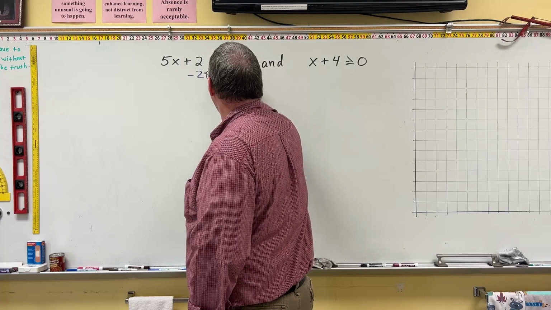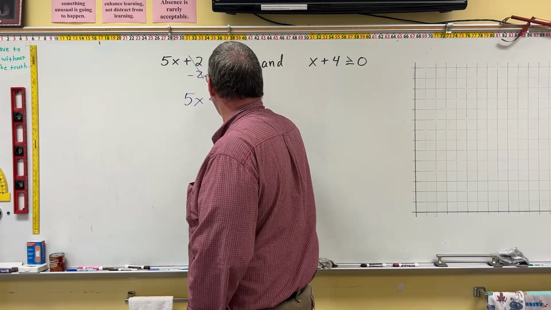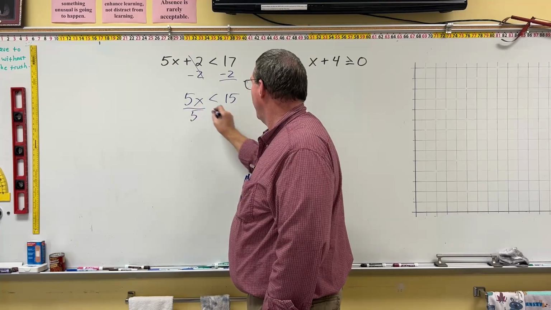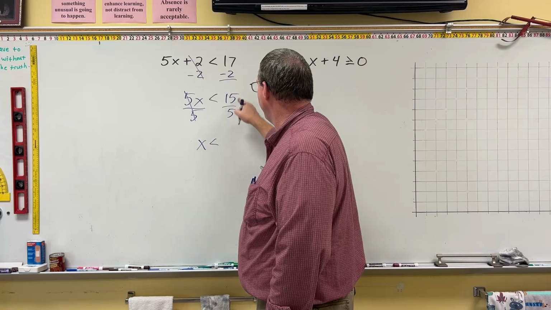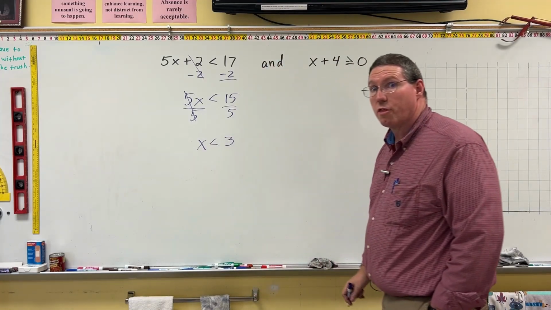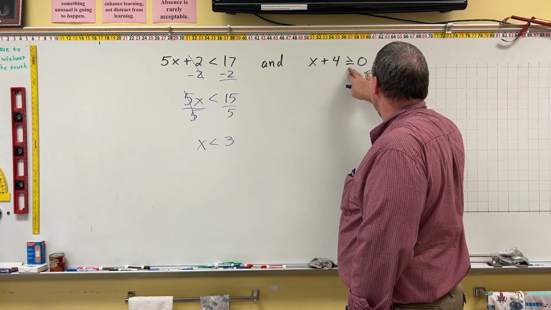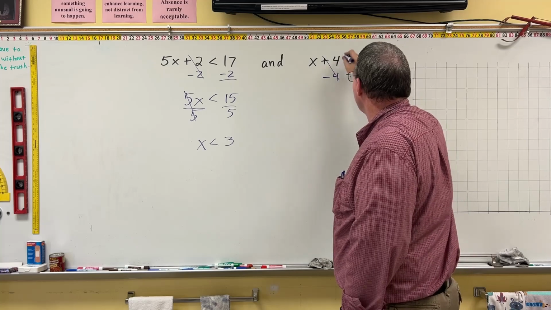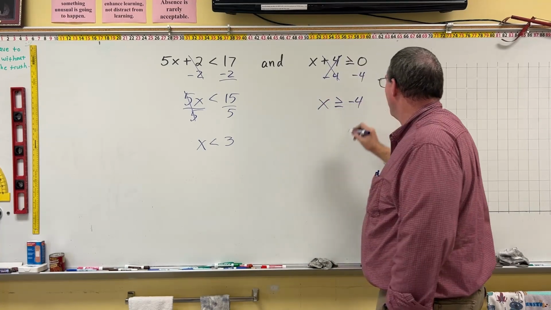Minus 2 here, minus 2 here, cancel. Bring down the 5x, bring down the less than. 17 minus 2 is 15. Divide by 5, cancel. X is less than 15 divided by 5 is 3. So we know that x is less than 3. Okay? Also, we know that x plus 4 is greater than or equal to 0. So subtract 4, cancel, and we get x is greater than or equal to negative 4.